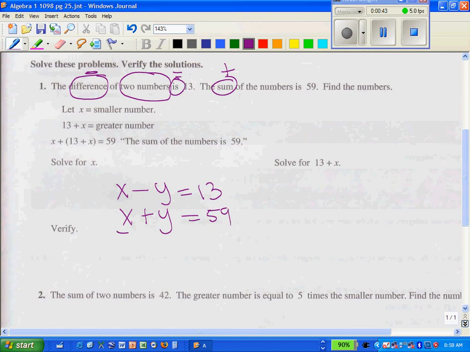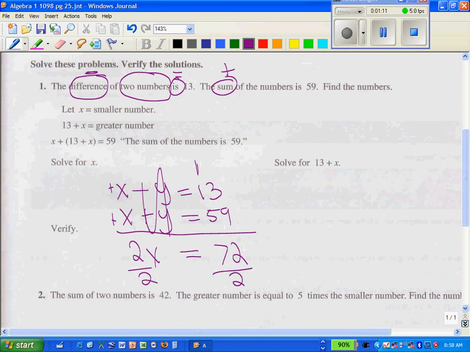So now we've done this before. All I've got to do is use the combination method or the addition method to solve these two equations. So I cancel that out because negative y plus y equals 0. And then I add the x's because they're both positive. So x plus x is 2x. And I add the 59 and the 13. 9 plus 3 is 12. Carry the 1. 5 plus 1 is 6 plus 1 is 7. So I get 72. Then I divide by 2 on both sides to get rid of the 2 so I could find out what x is.